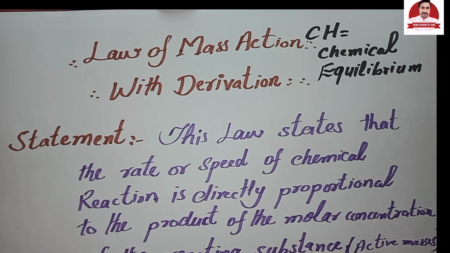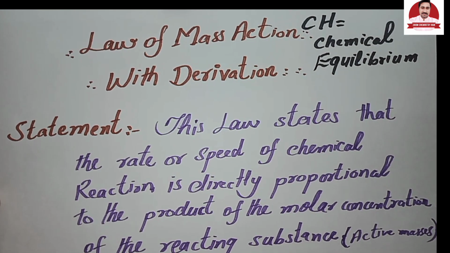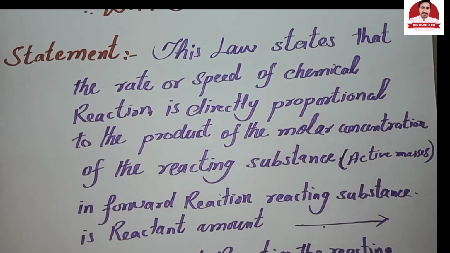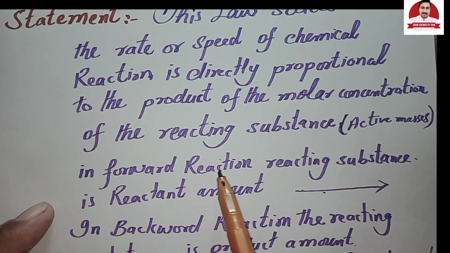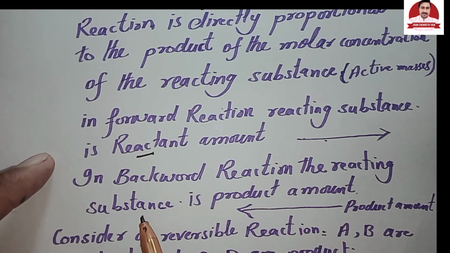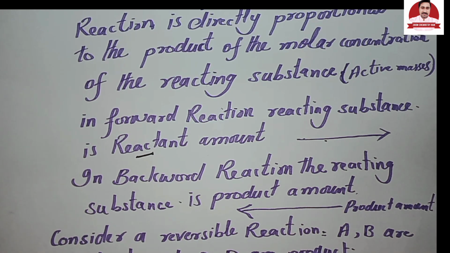So this means that the rate or speed of a chemical reaction is directly proportional to the product of the molar concentration of reacting substance. A reactant substance may be a reactant in the forward reaction, and in the backward reaction it is a product. So these are two reacting substances in a reversible chemical reaction.